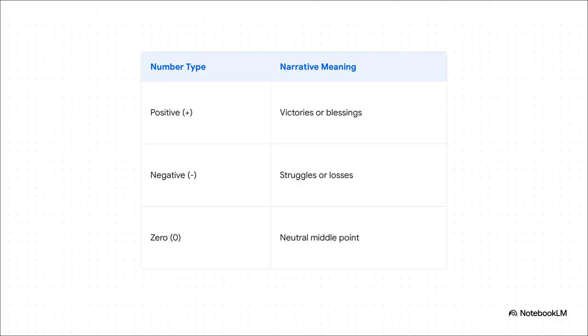And boom, here it is. This is the heart of the whole method. Positive numbers aren't just numbers bigger than zero anymore. Now they are literally victories, blessings, and gains. And on the flip side, negative numbers, those are struggles, losses, even disobedience. And zero, of course, is just that neutral starting point. The number line just went from a math tool to a map of life experiences.